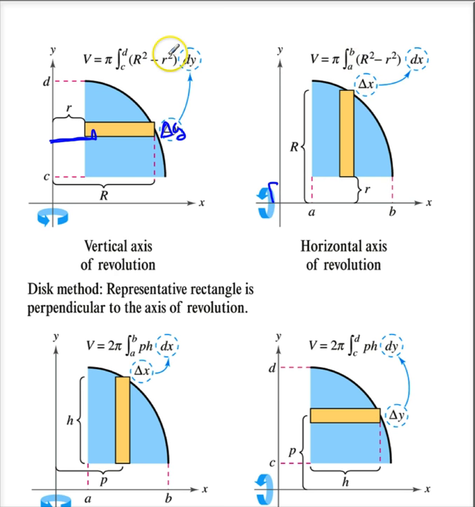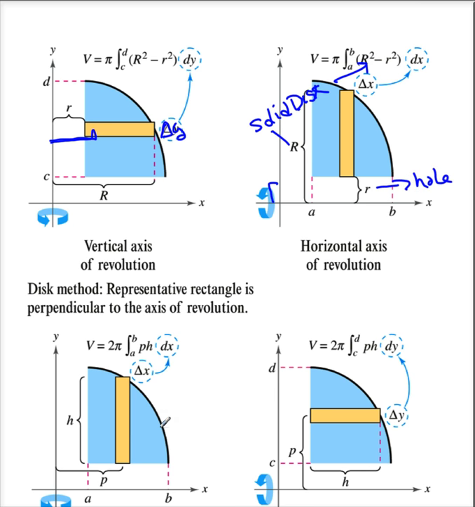The volume formula for disk is pi, the integral from a to b, of the outer radius squared minus the inner radius squared. Remember, this is the solid disk here, and then you're subtracting off the volume of the hole.